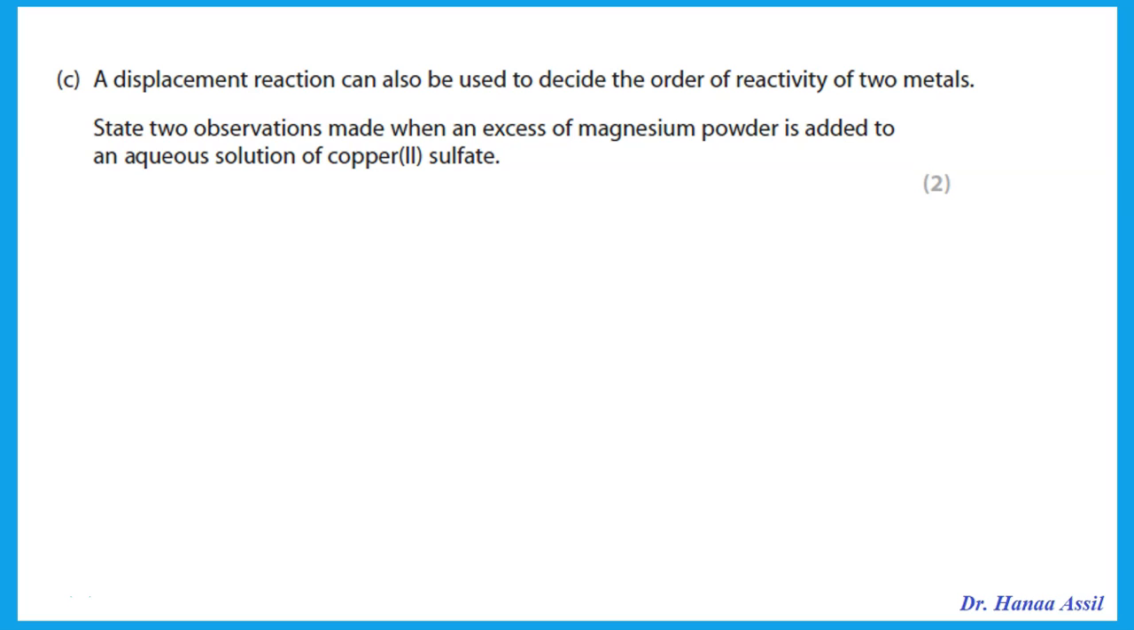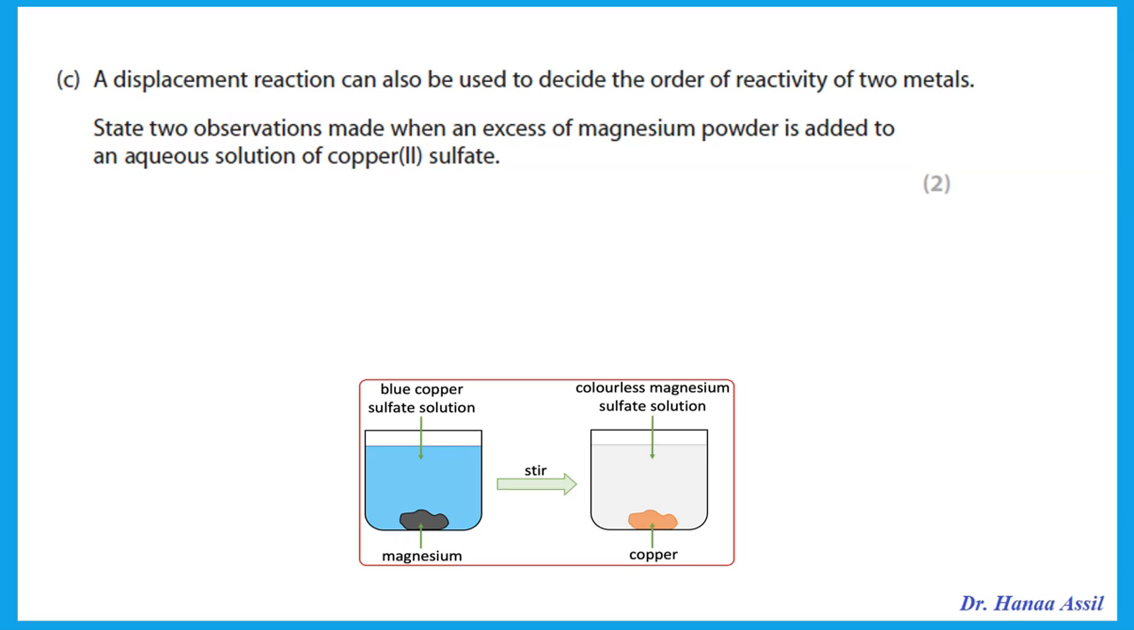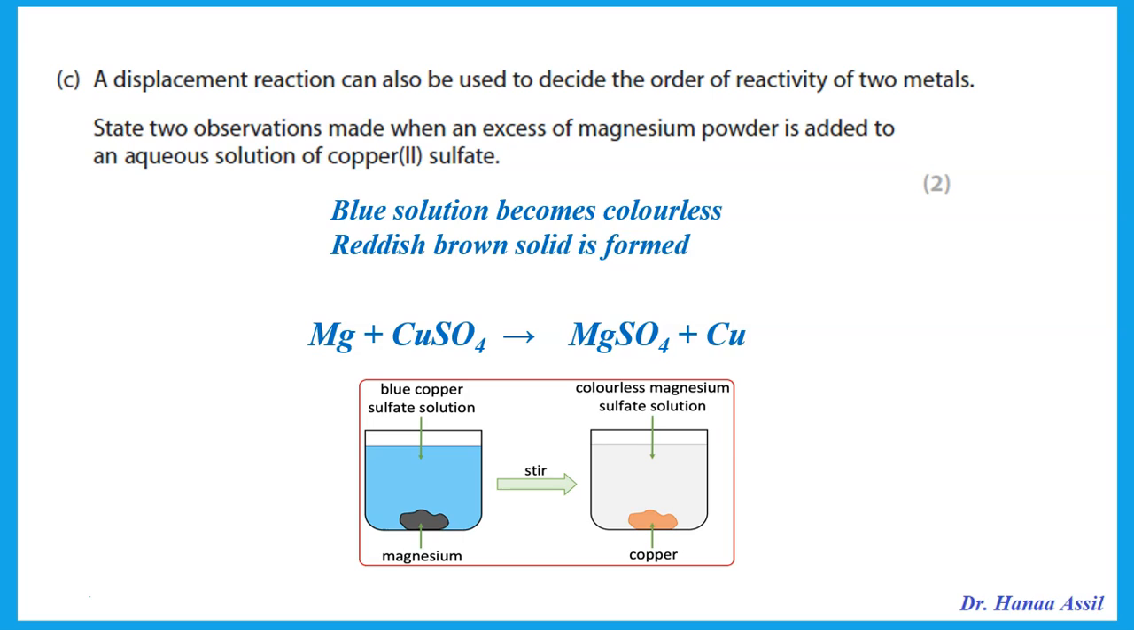A displacement reaction can also be used to decide the order of reactivity of 2 metals. State 2 observations made when excess magnesium powder is added to an aqueous solution of copper sulfate. Basically, we're adding magnesium to copper sulfate, and you should remember that copper sulfate is a blue solution. And then when magnesium reacts with copper sulfate, you should know that magnesium is more reactive than copper. So it will displace it to form the copper metal. And you should realize that the copper metal is a reddish brown solid.